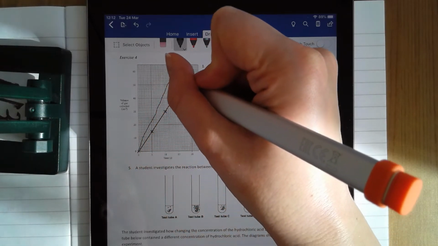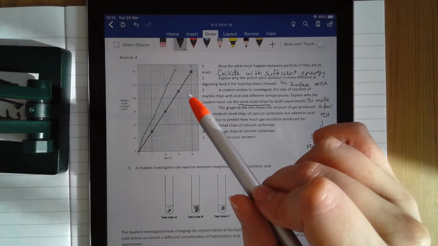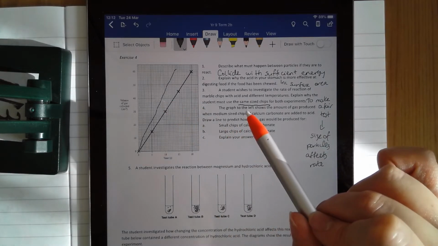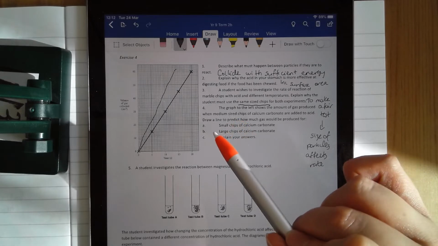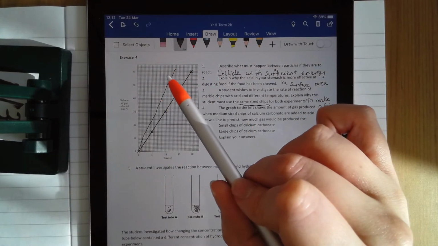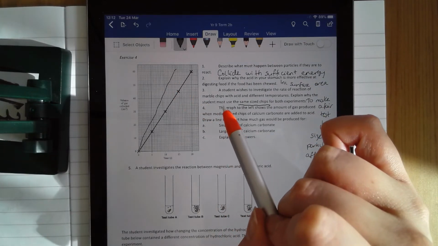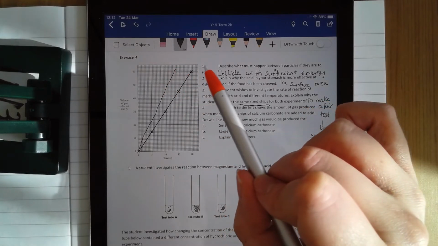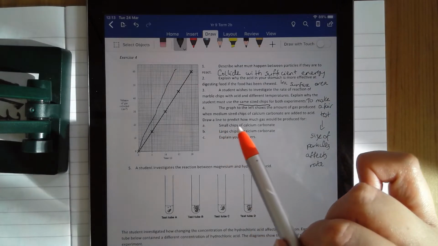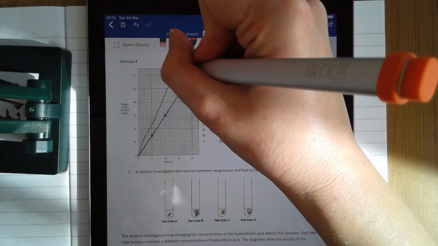So I'm drawing it steeper, but you'll notice that I'm still ending my line at exactly the same place. Yes, your reaction is going faster because you're using smaller chips, but if you're using the same amount of chips in total, then you're going to get exactly the same amount of product produced. You're using the same mass of chips, but small chips instead of medium chips. You're still going to make the same amount of product, but with the small chips, you'll make that product faster. So this is my answer for 4A.